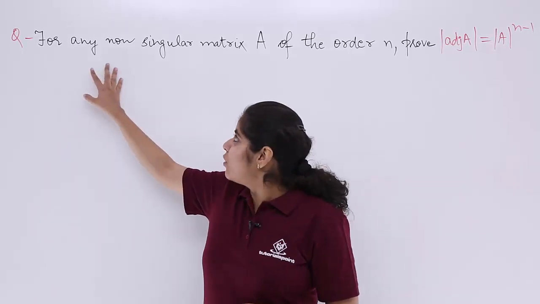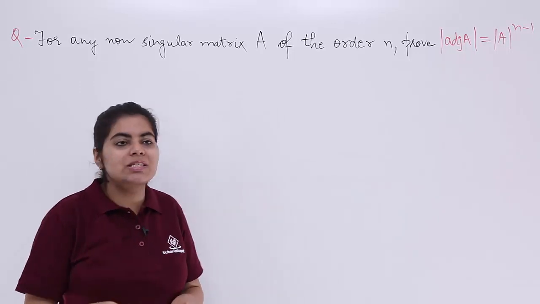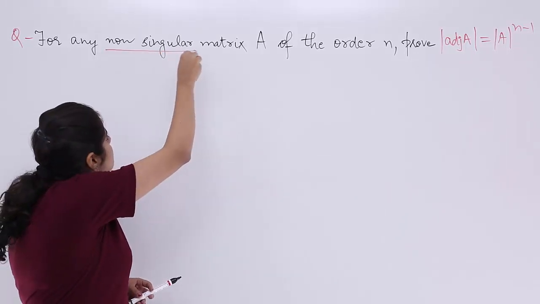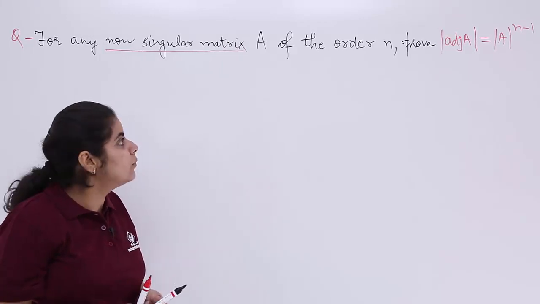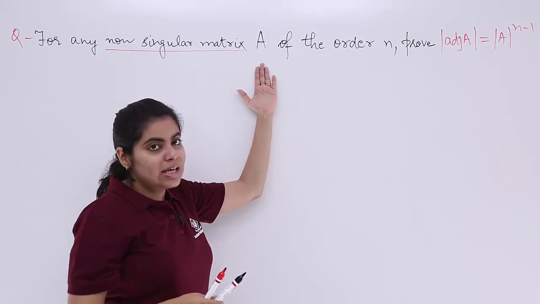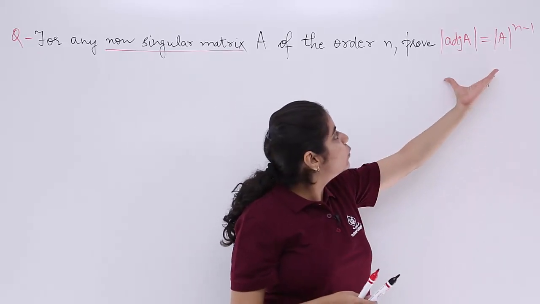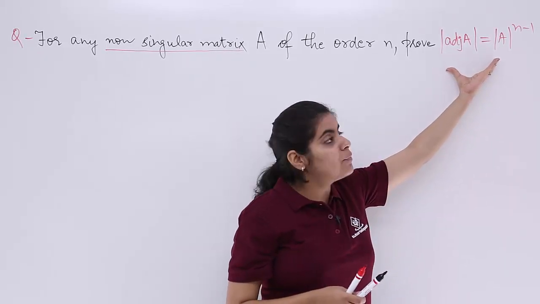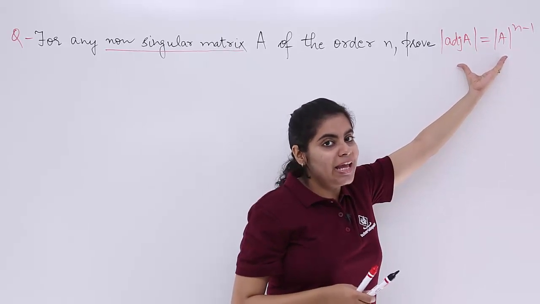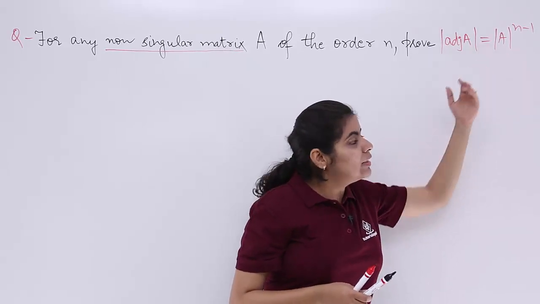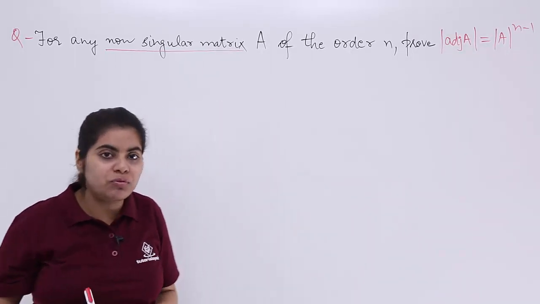The question is: for any non-singular matrix. Now, with the help of the previous video, you know that a non-singular matrix means the one whose determinant value is not zero. And the matrix name is A. It is given that the order of the matrix is n. You have to prove determinant of adjoint A is equal to determinant of A to the power n minus 1. The power is n minus 1 as a whole. Now let's see the proof of this question.